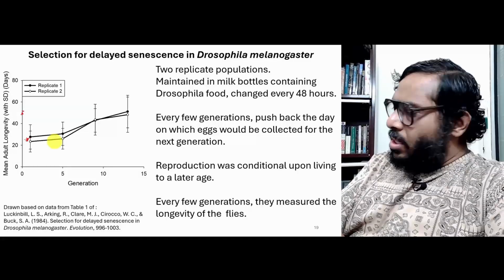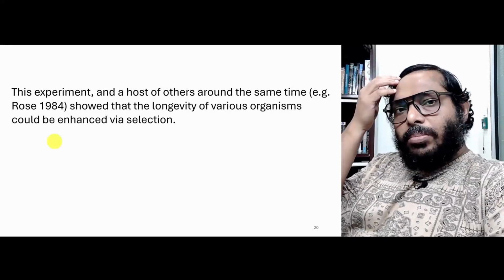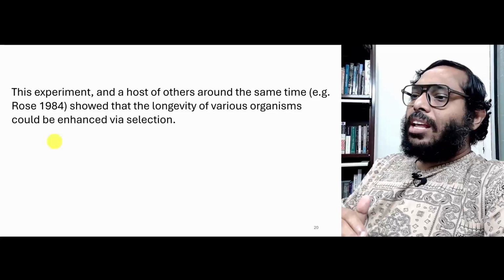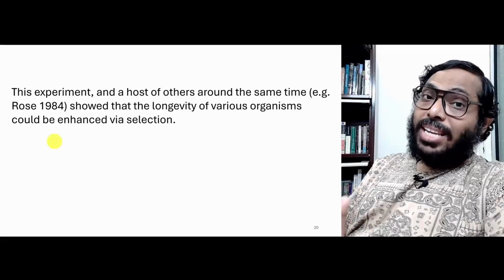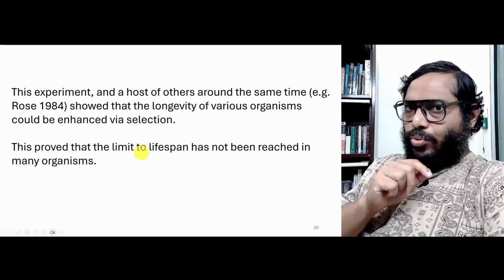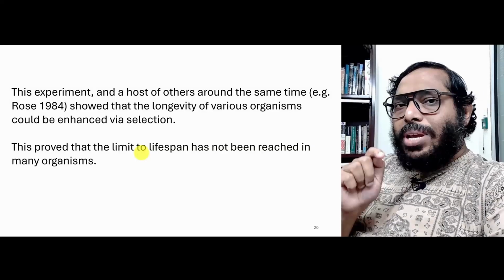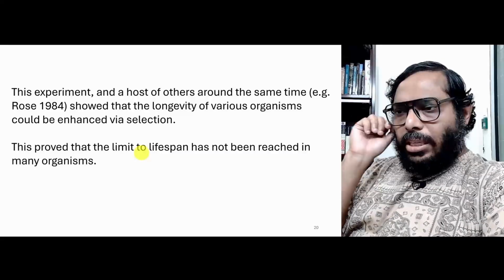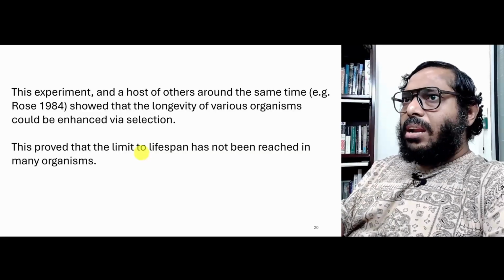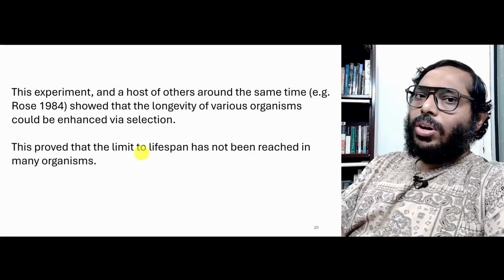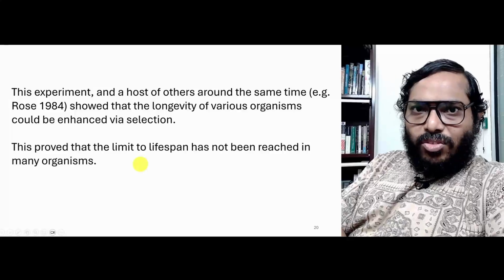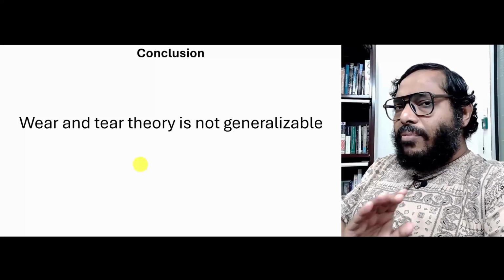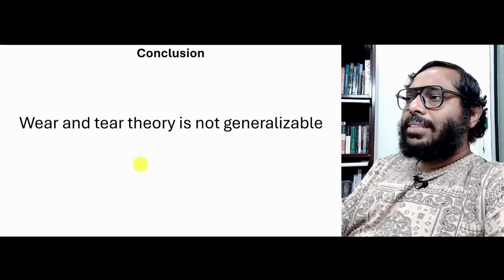Were they the only people to see such a result? Absolutely not. There were many such experiments. One very famous experiment was done by Michael Rose and people around him, again published in the year 1984, and they ended up showing the same thing, that the longevity of the organisms can be increased via selection. So, this proved that the limit to lifespan has not really been reached in many organisms, and after the 80s, these kinds of experiments have been repeated in a large number of organisms across taxa, and in many of those cases they have been able to replicate this result. So, it is a very strong result, which means that selection can increase the lifespan and the limit has not yet been reached, and therefore, we can conclude that the wear and tear theory definitely is not something that can be generalized. In most of the cases it does not seem to hold.